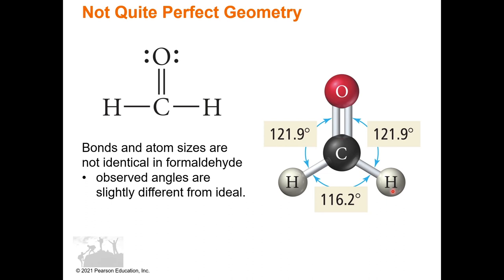So now what's going to happen to the bond angle between these two hydrogens? They're going to be smaller than 120 degrees. So now what effect would that have between the H, the C, and the O? Well, the bond angle there is going to be a little bit larger than 120 degrees.